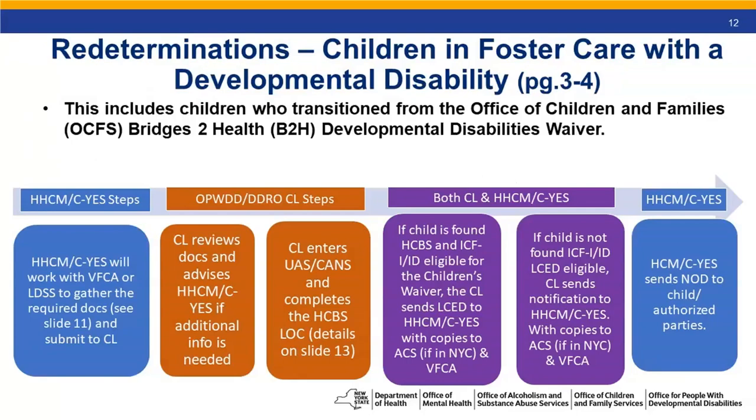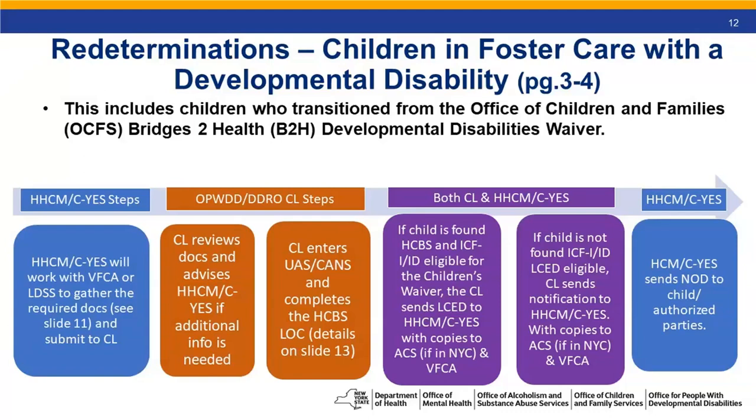Okay, so the next flow, this is table 2 in the manual. And if you look in the manual, it's on pages 3 and 4. These are for level of care eligibility redeterminations for children in foster care with a developmental disability. This includes children who have transitioned from the Office of Children and Family Services Bridges to Health DD waiver. So I just want to mention, children in foster care must have a DD diagnosis in order to be eligible for the children's waiver. So this hinges on their eligibility for the services.